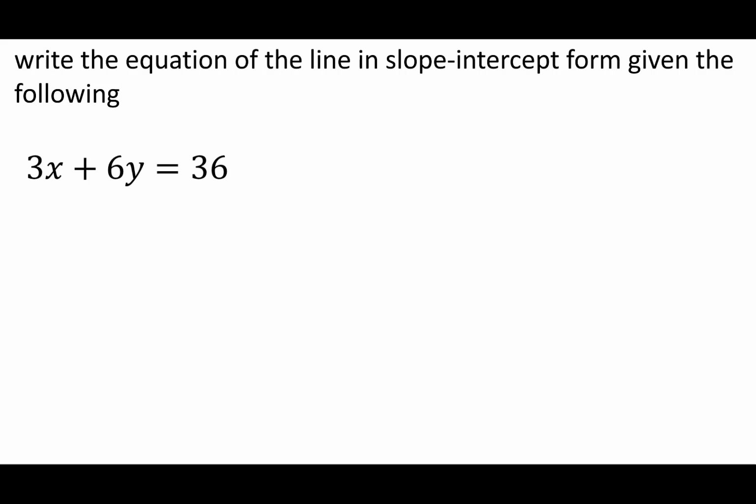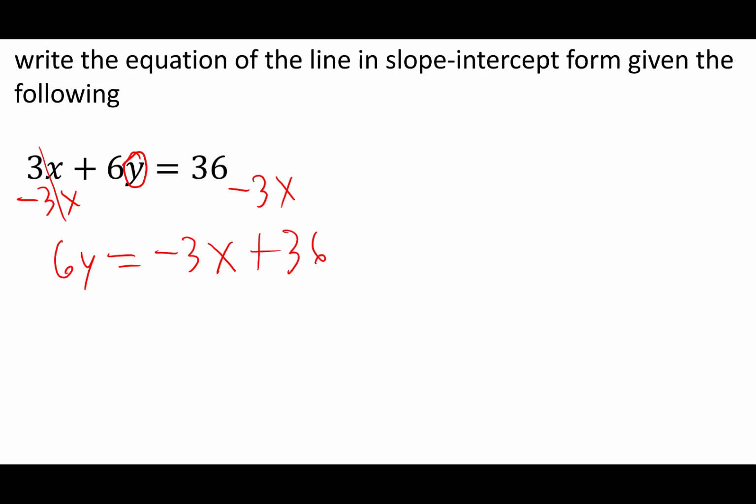All right, now if I'm asked to write the equation in slope-intercept form, given the following. Well, I'm given an equation. So if I'm given an equation and asked to write it in slope-intercept form, all that means is I want y by itself. So I'm going to start by subtracting 3x because the 3x is adding to y. Okay, so I end up with 6y, because these cancel out, is equal to -3x plus 36.